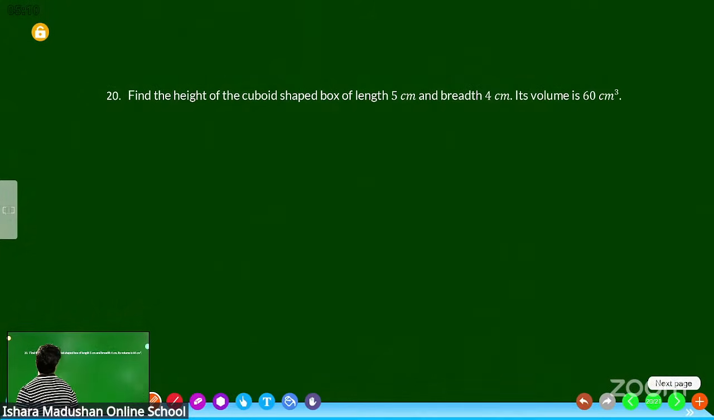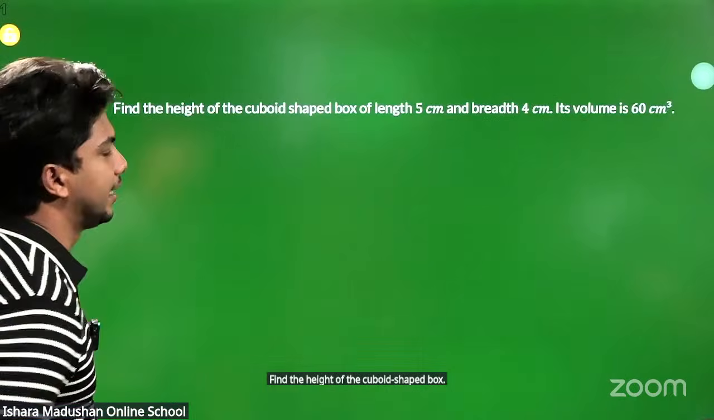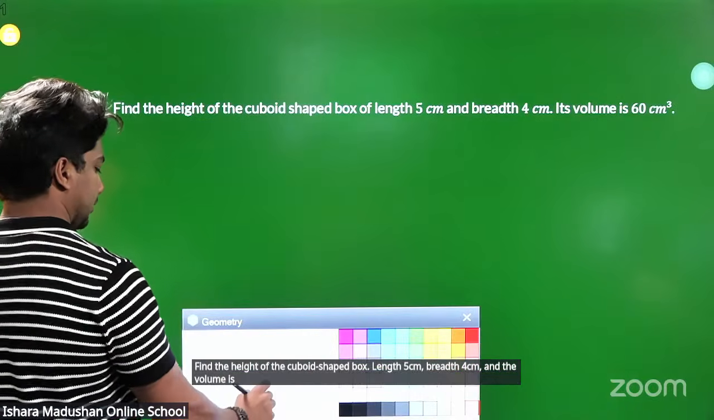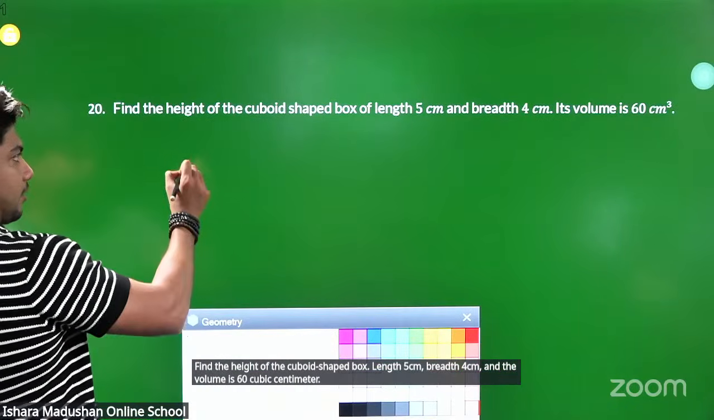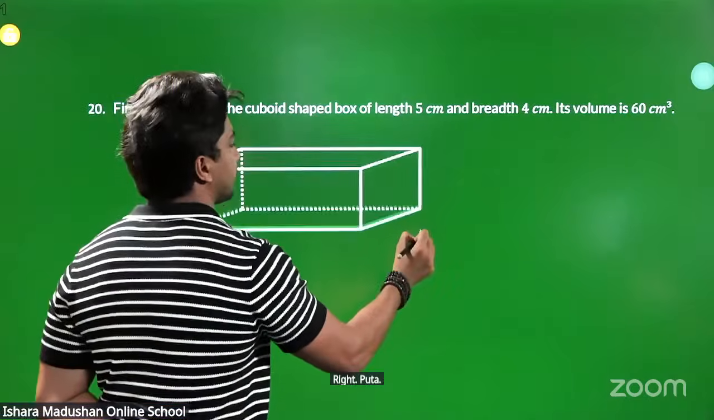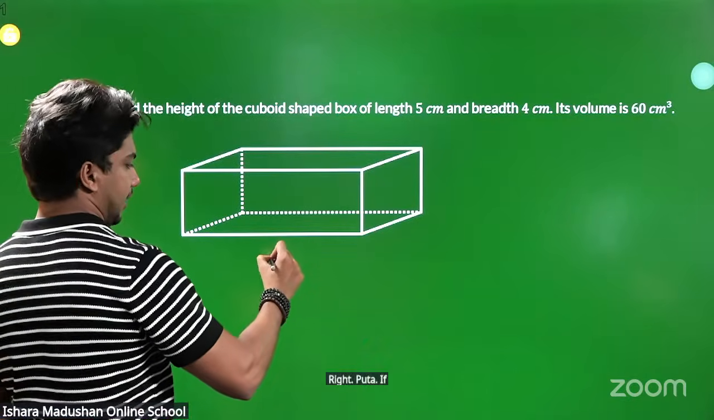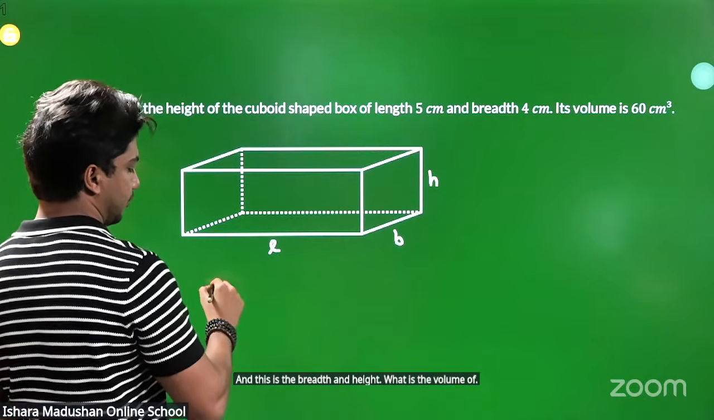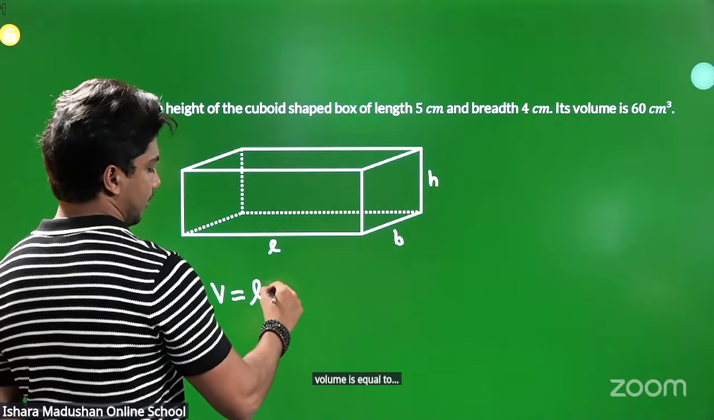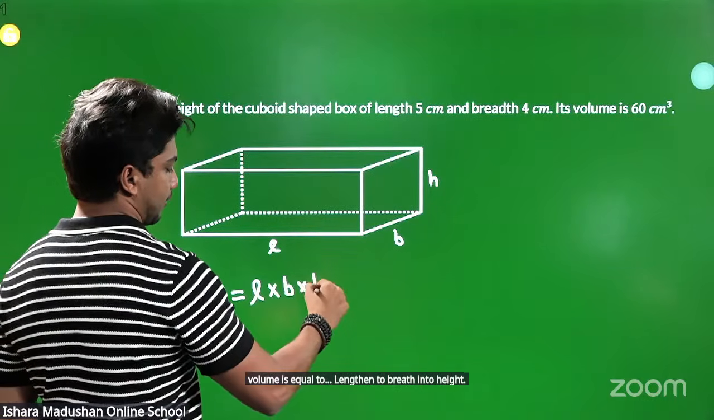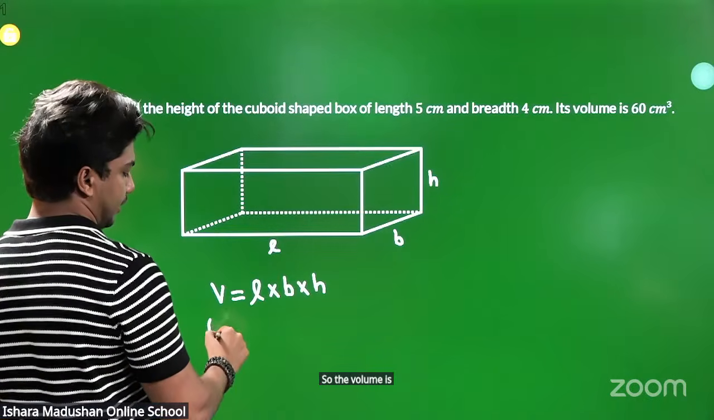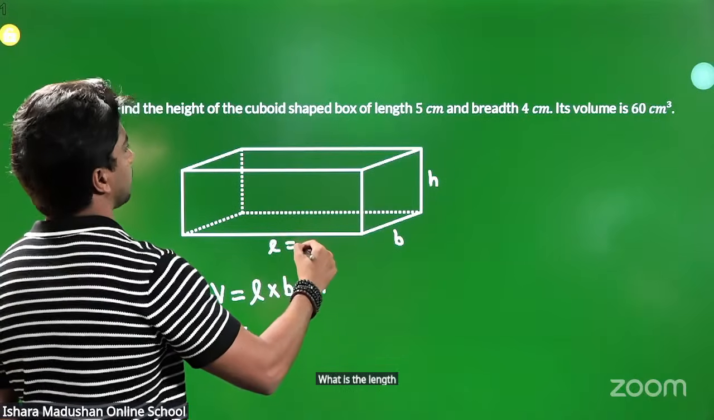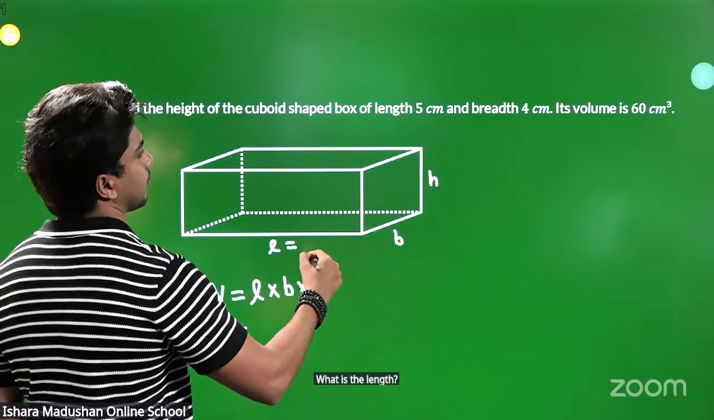Find the height of the cuboid shaped box. Length 5 centimeter, breadth 4 centimeter, and the volume is 60 cubic centimeter. Right. Putha, if this is the length and this is the breadth and height, what is the volume of a cuboid? Volume is equal to length into breadth into height. So the volume is 60 cubic centimeter. What is the length, Putha? 5 centimeter.